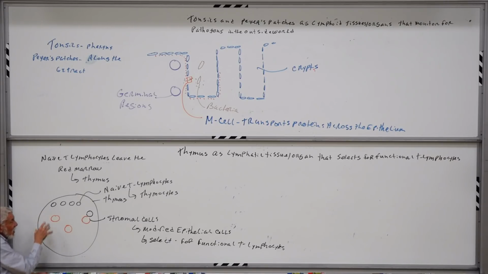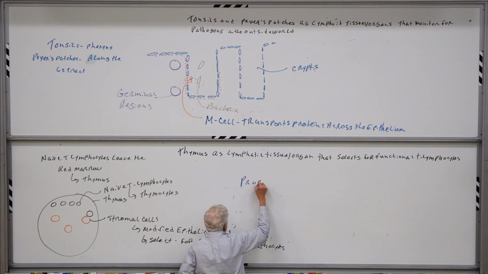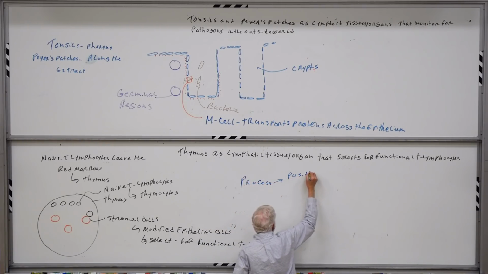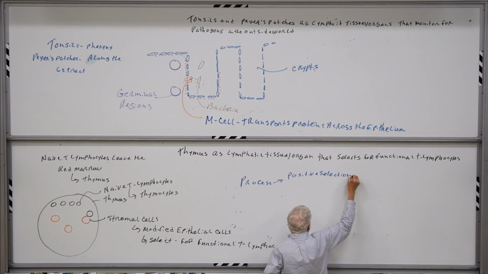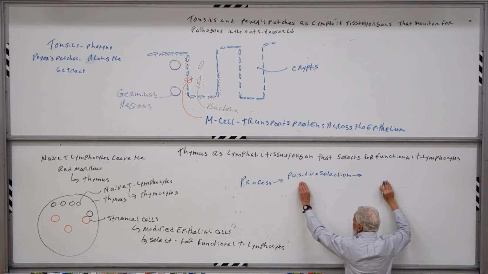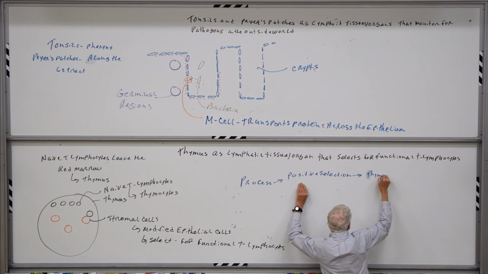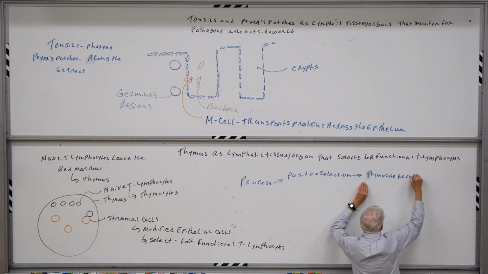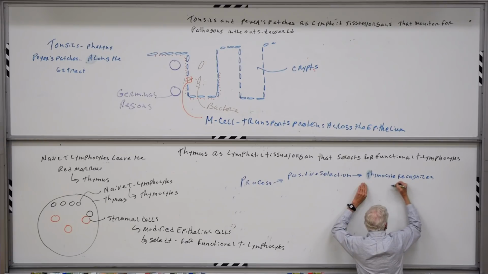So what this cell is doing is it's going through a process of so-called positive selection. And the positive selection is simply a fancy way of saying the thymocyte, the naive T cell, recognizes protein.